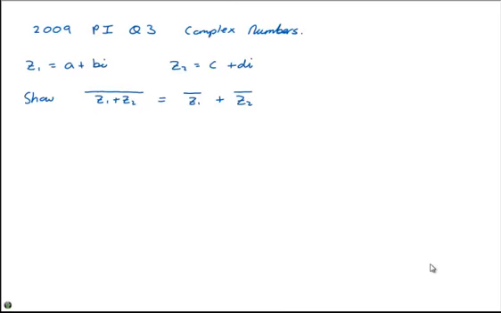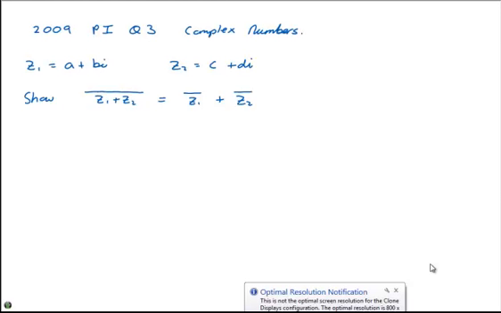Alright, so 2009, paper 1, question 3, complex numbers. What you're being asked to prove is a property of complex numbers. So basically, if you have z1 plus z2, bar, meaning the conjugate of, you're asked to show that that's the same as the conjugate of z1 plus the conjugate of z2. Just a quick reminder of what a conjugate is: you change the sign of the imaginary part.